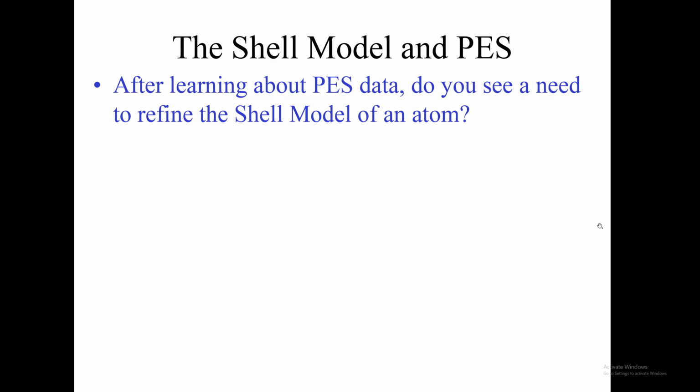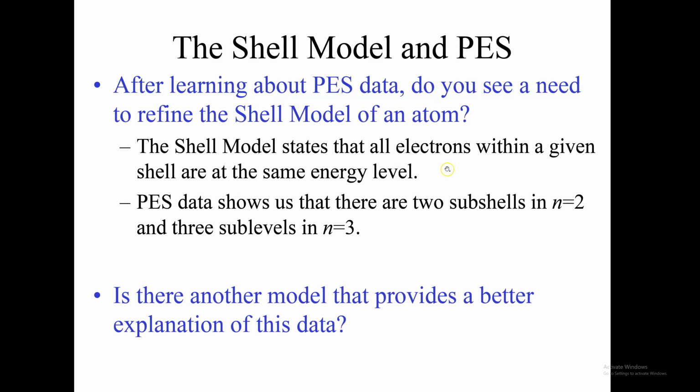And so after learning about PES data, do you see a need to refine the shell model? The question here is, is there a way to address some of the issues with the shell model? The shell model assumes that all electrons within a given shell are at the same energy. So if I have a 1s, they all have the same energy levels. The PES data, however, shows us that there are 2 subshells in shell 2, and there are 3 in shell 3. And so we need to account for the fact that the 3 shell has 3 sublevels, the s, the p, and the d, while the 2 shell has the s and the p. And so these are at different energy levels.